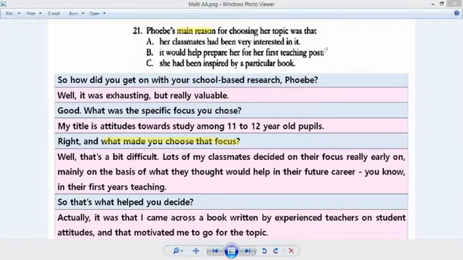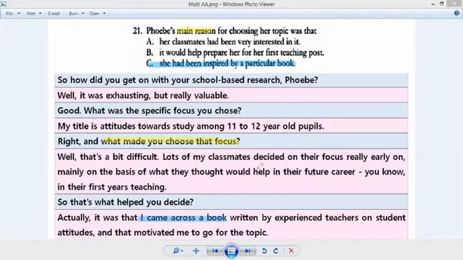Okay, be careful, really listen to the end, because what happens next? The teacher clarifies. So that's what helped you decide? Actually, it was that I came across a book, written by experienced teachers on student attitudes, and that motivated me to go for the topic. Okay, so I came across a book. C is correct. So be really careful. Make sure that you're listening to the end.